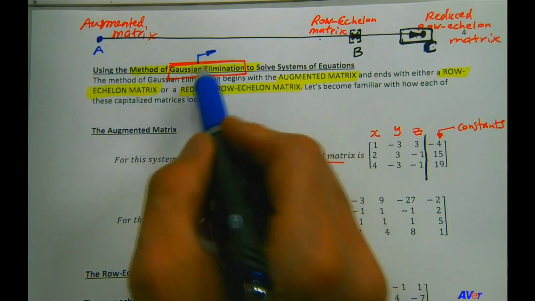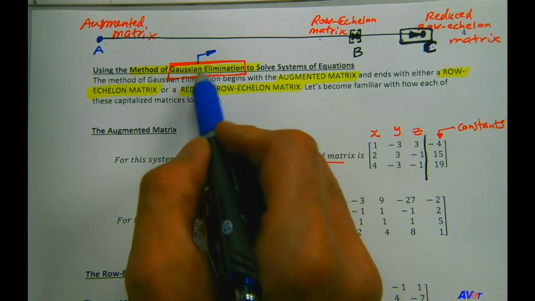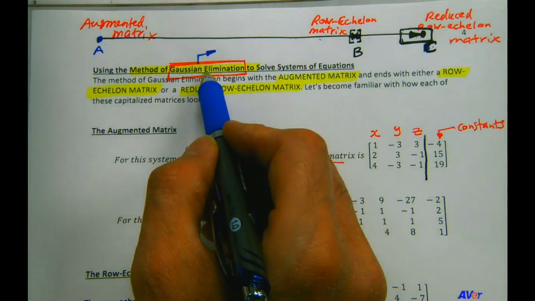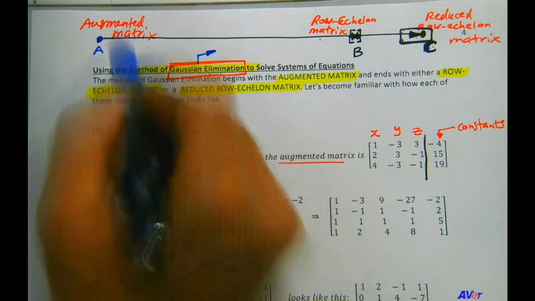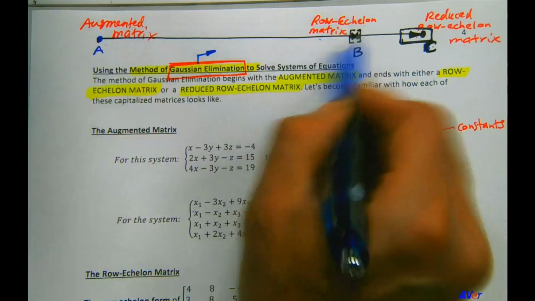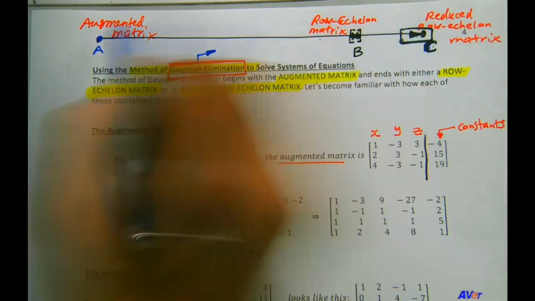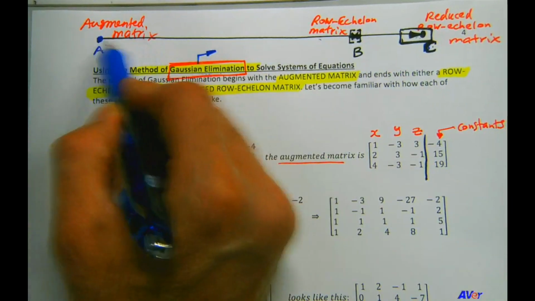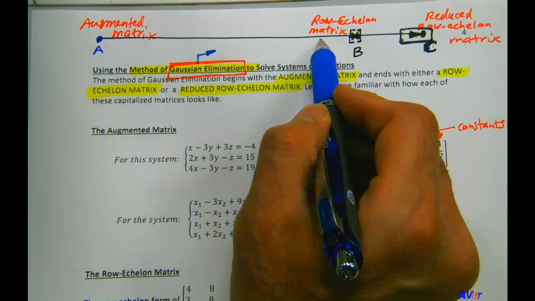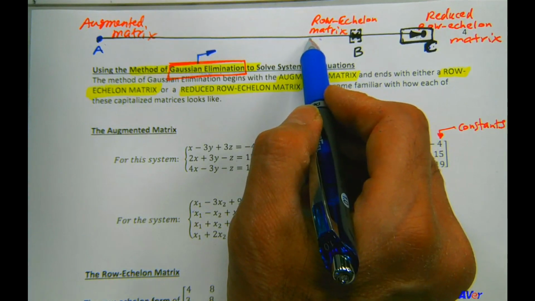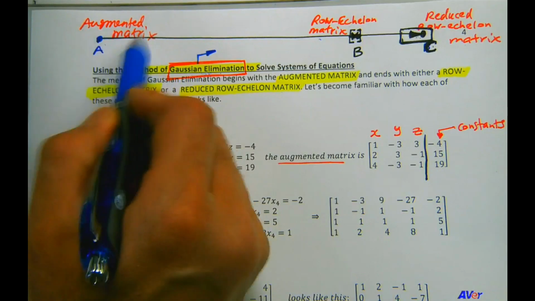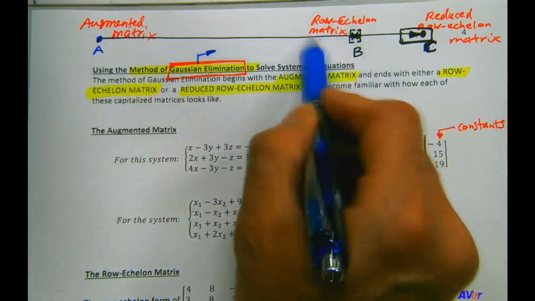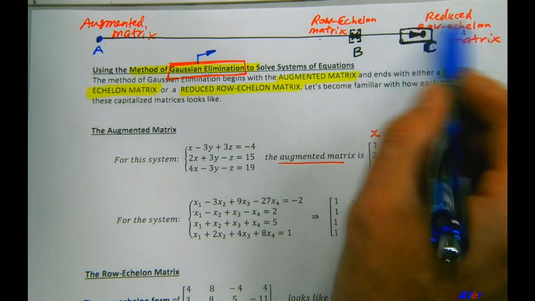Before we get to the Gaussian elimination method, I want to make sure that you know what these matrices look like. I want to talk about the details of this path, this journey, in the last step. For now, I want to make sure that you know what an augmented matrix looks like, what a row echelon matrix looks like, and what a reduced row echelon matrix looks like.